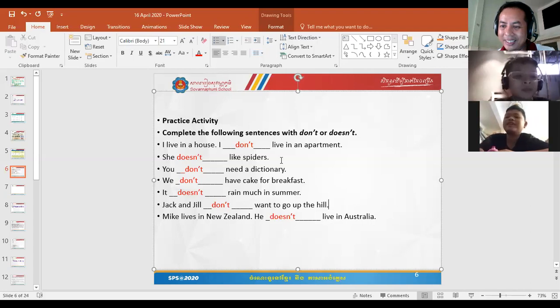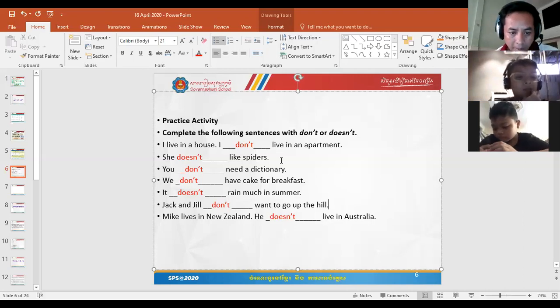Rice with egg. Fried egg. Fried egg, very good. You ate breakfast with? I ate breakfast with fried egg. Yes, very good. Egg is delicious. Duck egg or chicken egg? Hen egg. Duck. Okay, very good. It doesn't rain much in summer. Yeah, really, in summer it doesn't rain.